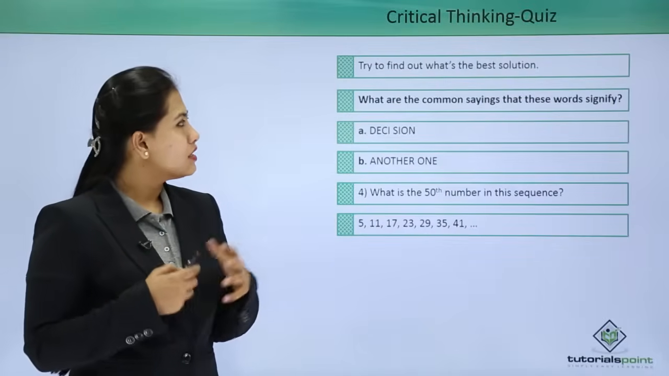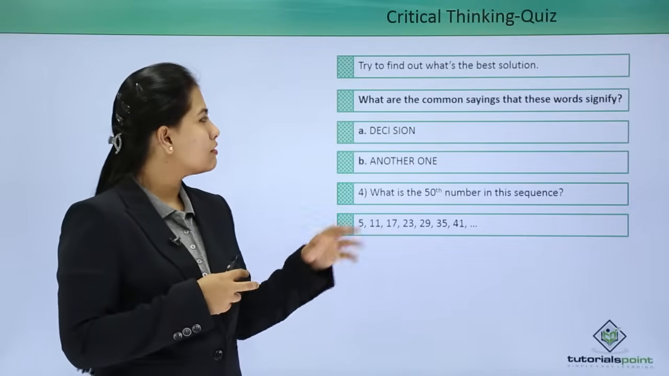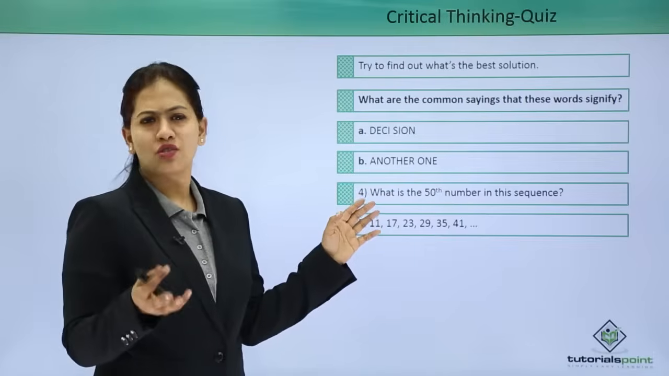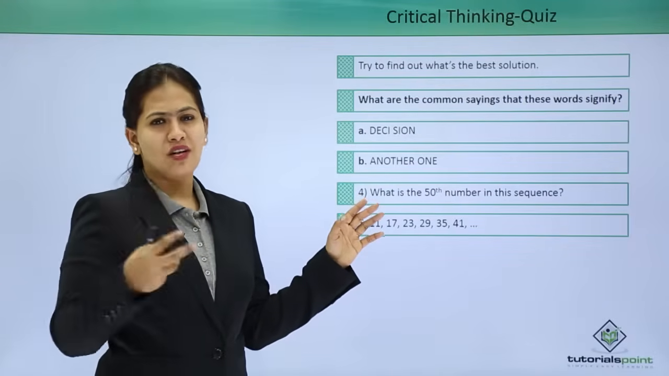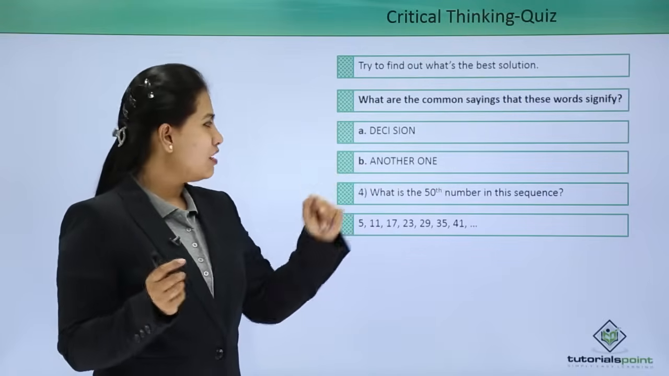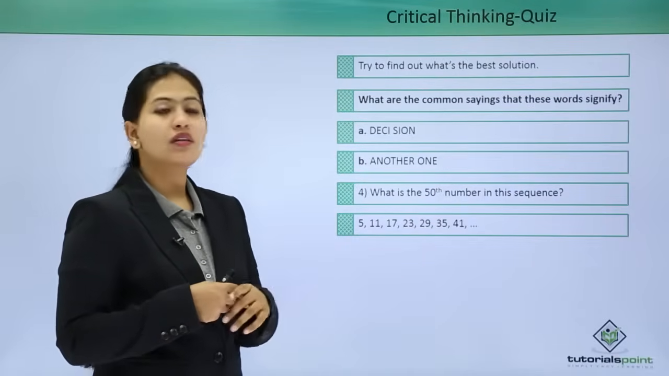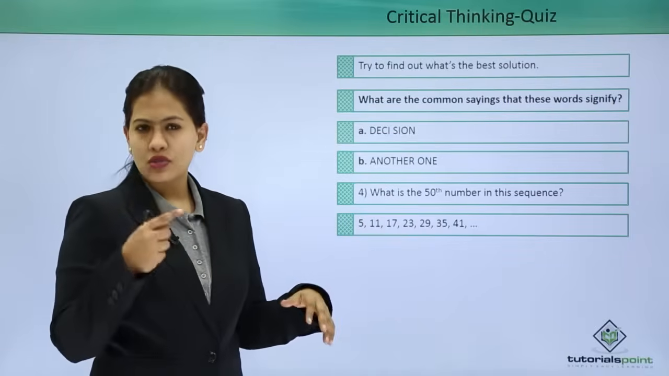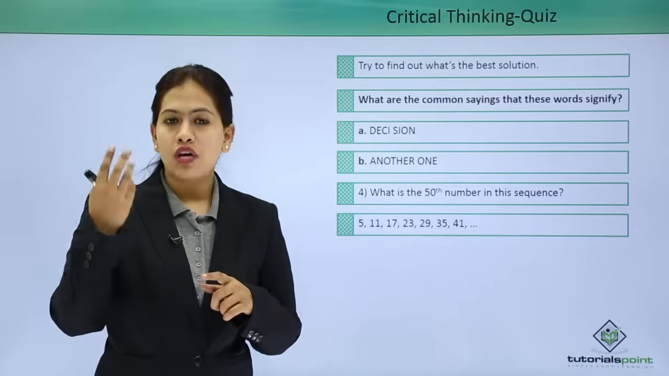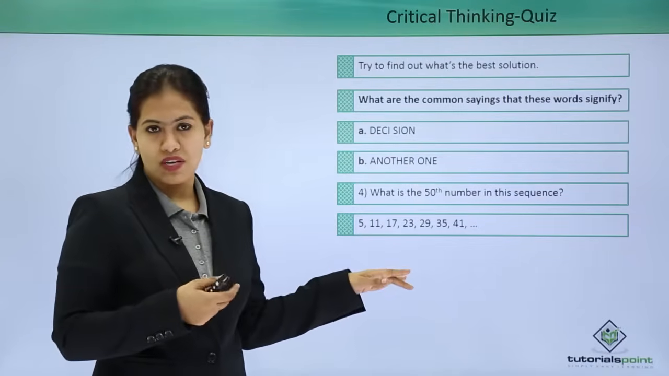Moving on to understand critical thinking, a small quiz to understand what's the best solution in order to lead towards critical thinking. What are the common sayings that these words signify? Decision, what does it mean to you? Well, decision for me has a lot to do with my emotions, because I am heavy on emotions as a person. Moving on, another one: what is the 50th number in the following sequence? Start rethinking about it, how you would realign the entire process, and how you would equip your critical thinking skills and apply them to the questions that have been asked.